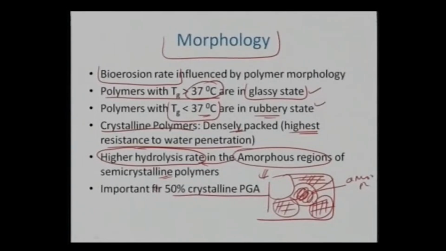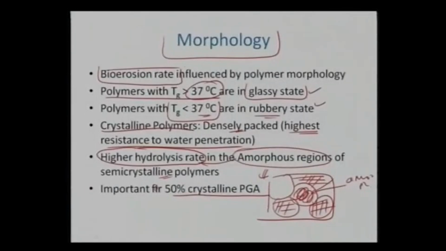So the overall bioerosion rate is also dependent on the overall morphology. If the polymer is much more crystalline in nature, it will resist the water penetration. If the material is semi-crystalline, then obviously the amorphous regime will get targeted first, and the crystalline regime will remain intact to a much larger extent in comparison to the amorphous material. So those polymers which are semi-crystalline, such as 50% crystalline PGA, will experience some degradation mostly in the amorphous regime, and that will tend to crumble the overall structural integrity of the PGA itself. So that is what is very critical.